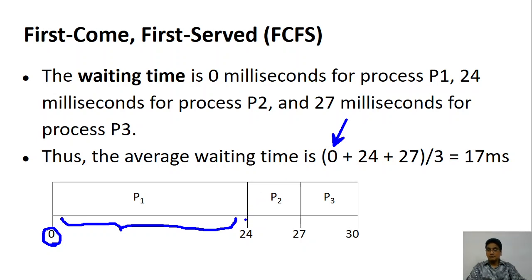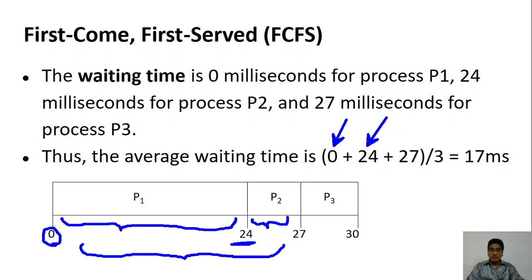However, process 2 is given a chance after process 1. We know that to complete process 1, we require 24 milliseconds. So process P2 has to wait for 24 long milliseconds to enter the CPU. The waiting time for P2 is 24 milliseconds. After P2 completes, process P3 is allowed to enter. That means process P3 has to wait for the time of both process 1 and process 2, so it spends 27 milliseconds waiting.